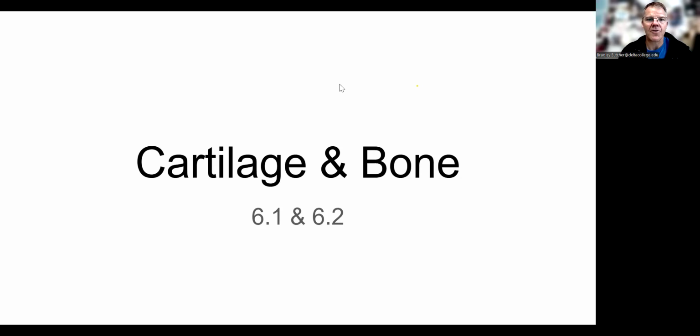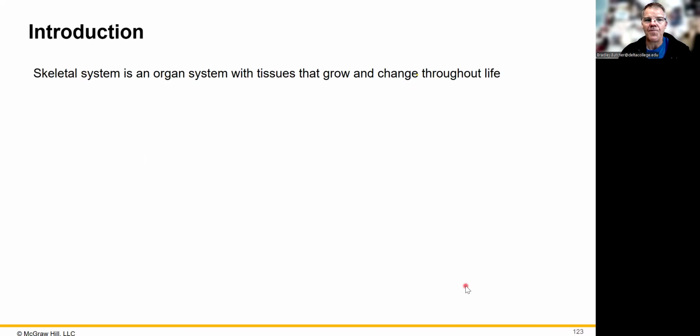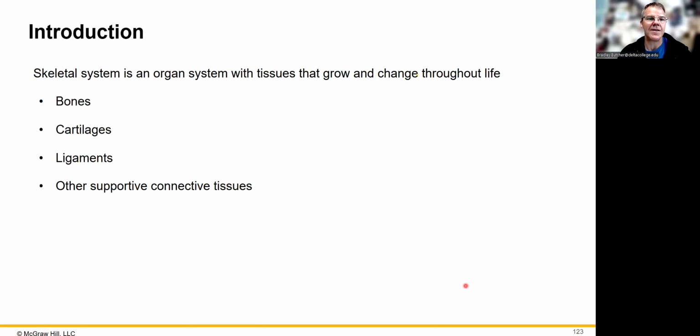So let's start talking about cartilage. Just a quick introduction. The skeletal system is now our second body system that we're studying. The skeletal system is an organ system with tissues that grow and change throughout life, and it's composed of bones, cartilages, ligaments, and other supportive connective tissues. And really, it has several purposes.